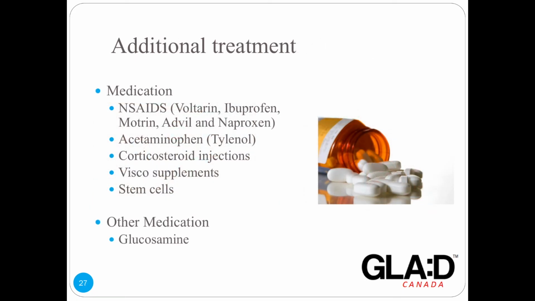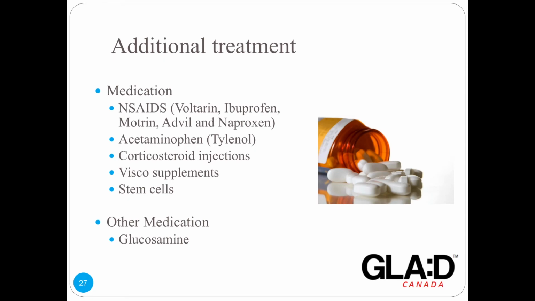So then moving into our second line of treatment, these are additional treatments, potentially your medications. So we have our NSAIDs like Voltaren, ibuprofen, Motrin, Advil, and or naproxen. Then we have our acetaminophen like the Tylenol. Potentially some of you on this video may have had a corticosteroid injection at some juncture, or have had one or two or things like that. There are also medications such as the visco supplements and stem cell. Other medications or over-the-counter ones would be things like glucosamine as well.